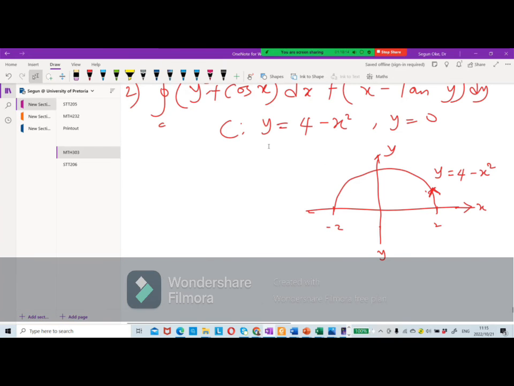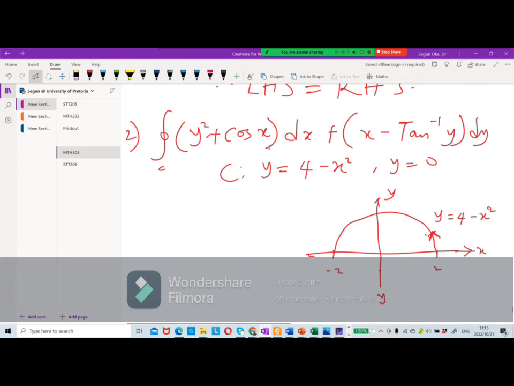Remember, let's quickly identify your P and your Q. What is our Q and what is our P? P is equal to y squared plus cos x, and Q is x minus tan inverse of y. Wait, P is this, right? Do we agree? Yes, sir. And this is Q. Yes, sir.